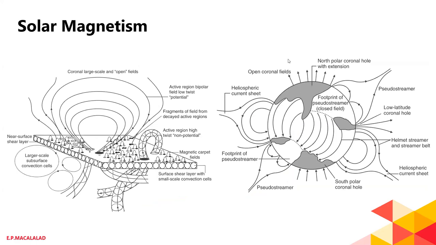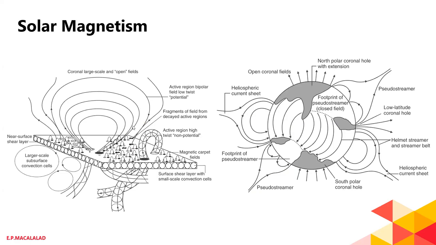Okay, but sir, didn't you say magnetic field lines always form closed loops? So in other words, these open field lines are actually closing with the IMF. This is just a little bit of a cartoon of how magnetic field lines emanate.